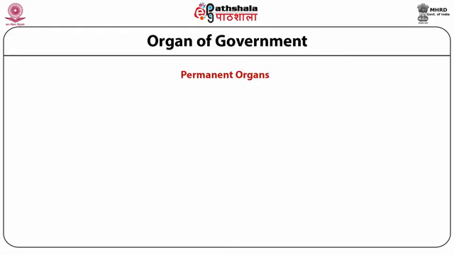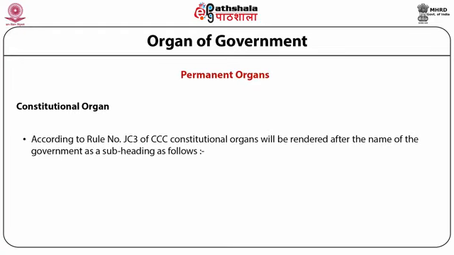Permanent organs of government. Constitutional organ. According to CCC rule number JC3, constitutional organs will be rendered after the name of the government as subheading, as follows: India, Lok Sabha; India, Cabinet; Rajasthan, High Court.